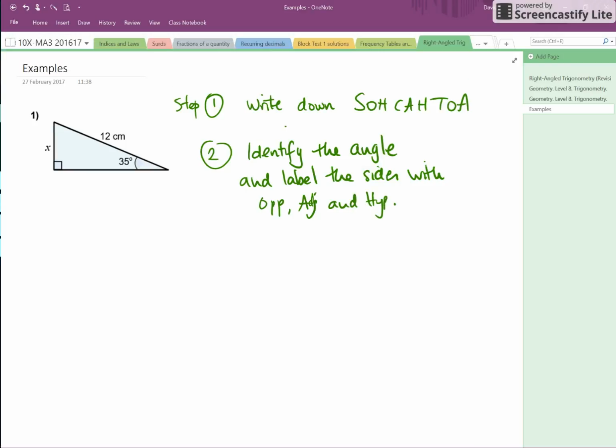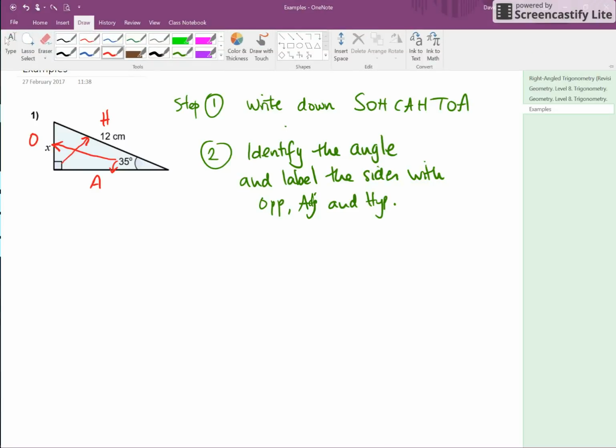Now, in the triangle, the side opposite the right angle is always the hypotenuse, so that's our H for hypotenuse. Opposite the angle that we're talking about is this one here. So this is my opposite, and the one that's touching the angle is the adjacent, so that's my A.